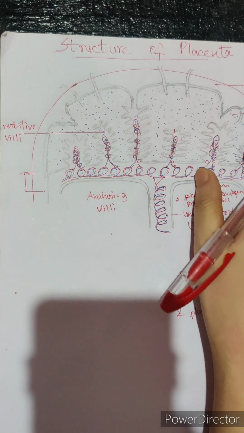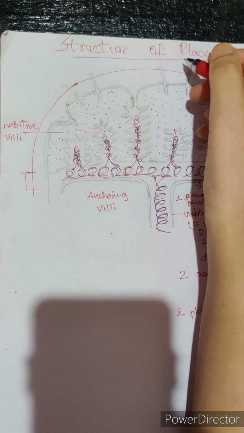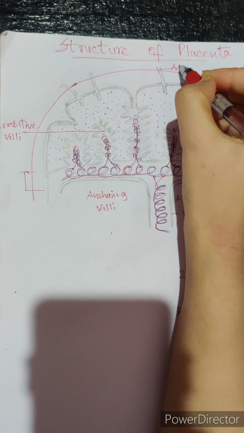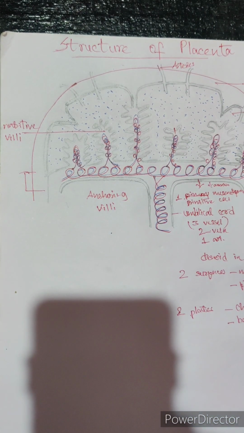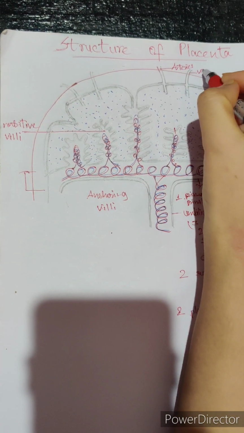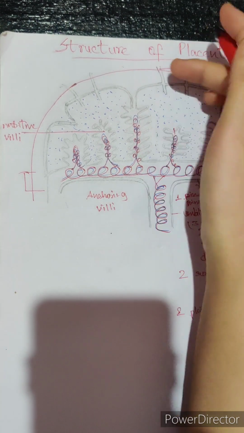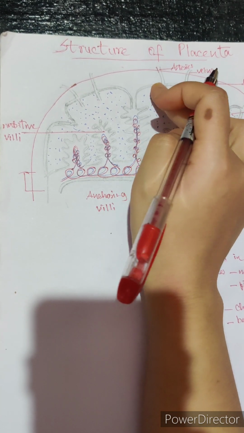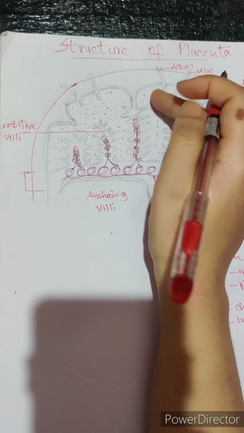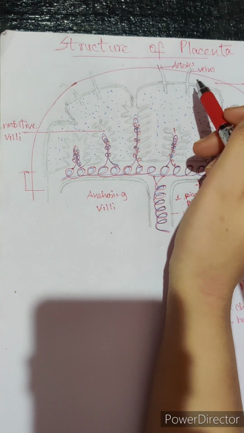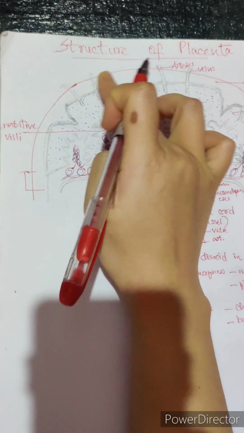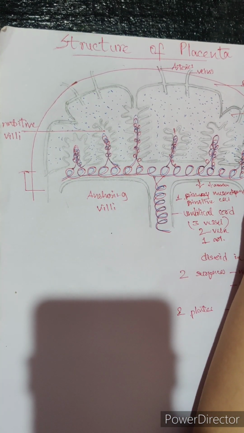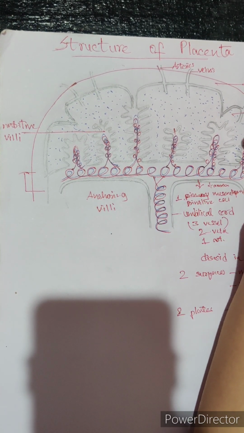So this is your basal plate, and these structures are your arteries. Okay, these are the arteries, and these are your veins. Decidua basalis is basically the endometrium of the pregnant uterus. So your placenta is mainly attached to the endometrium. Endometrium is the innermost layer of the uterus.